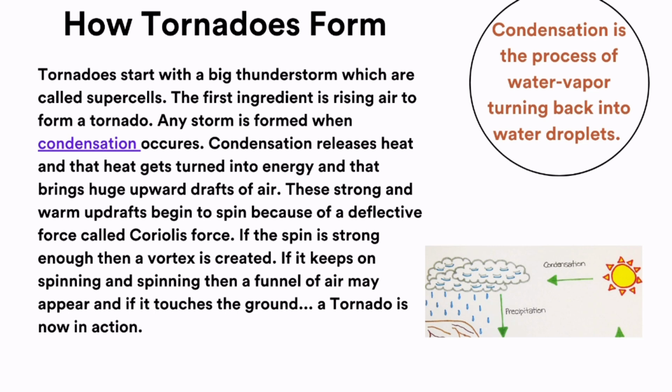There is also a term called condensation. Condensation is the process of water vapor turning back into water droplets. As you see in this picture, it shows that the water vapor that went up in the sun is slowly turning into its original form, which is water droplets, which makes precipitation.